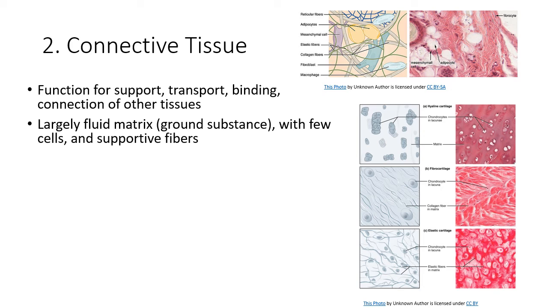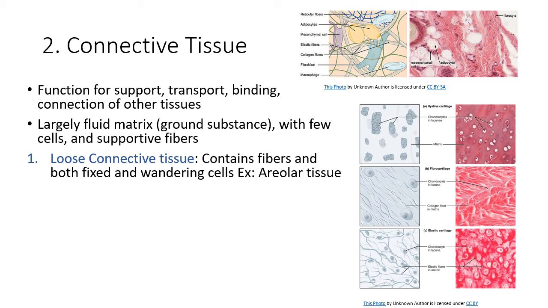All right, connective tissue functions for support. It connects two different things. It also can bind tissues and keep them stabilized. There's largely a fluid matrix with few cells and a varying amount of supportive fibers.